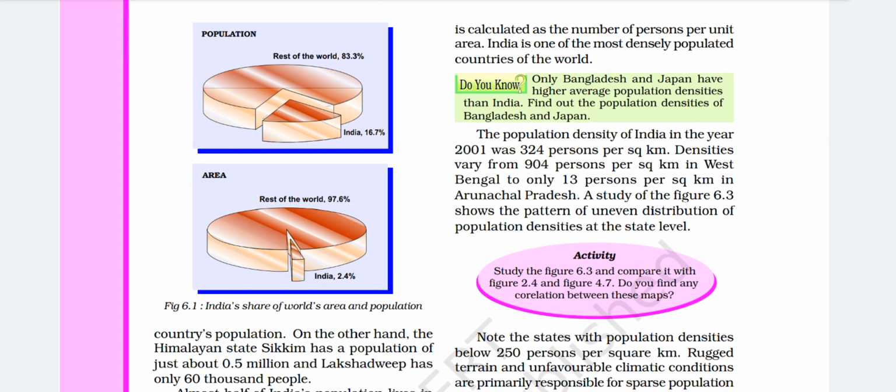Now look at figure 6.1. Here we can see the size of population of India with the rest of the world and their area. In the first figure, we can see that India has 16.7% population if we compare it with the rest of the world. But if we look at the area, that is just 2.4%.